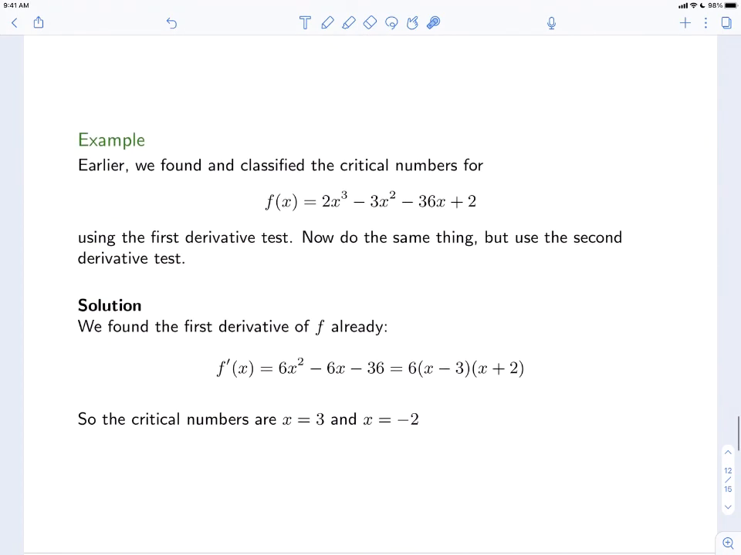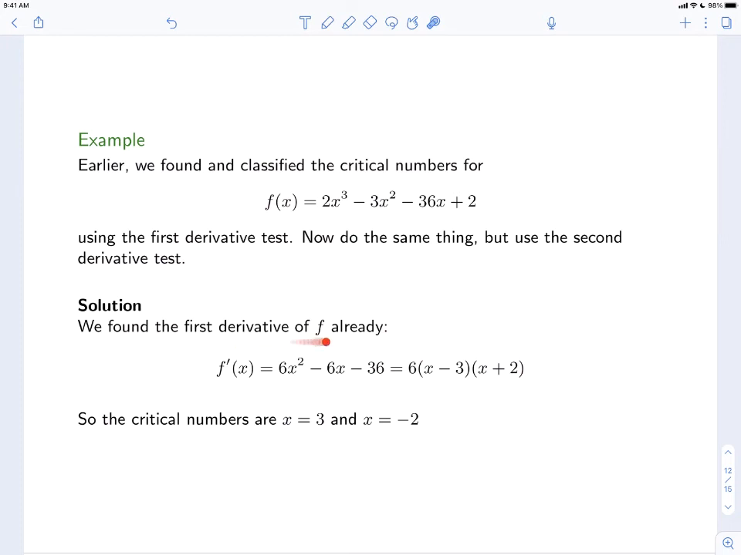Let's look at an example. Well, actually, this is an example that we already looked at. f of x equals 2x cubed minus 3x squared minus 36x plus 2. This was actually our first example. We already found and classified the critical numbers using the first derivative test, but now let's do the same thing using the second derivative test.